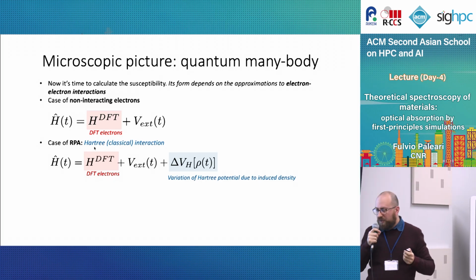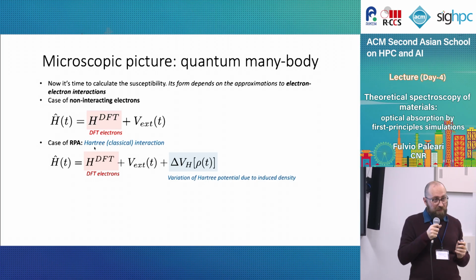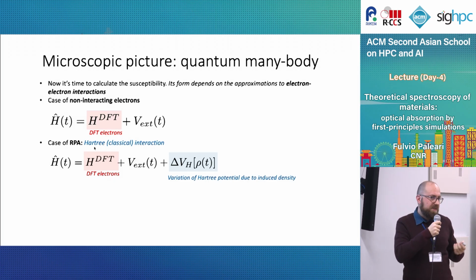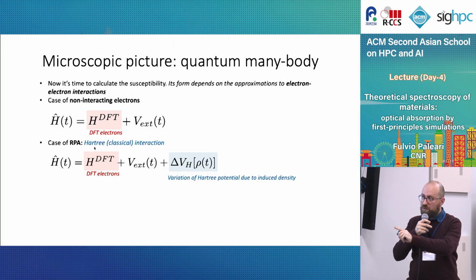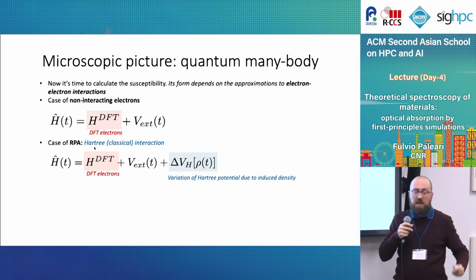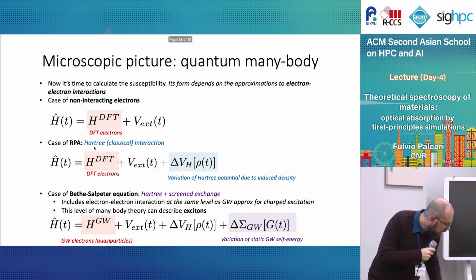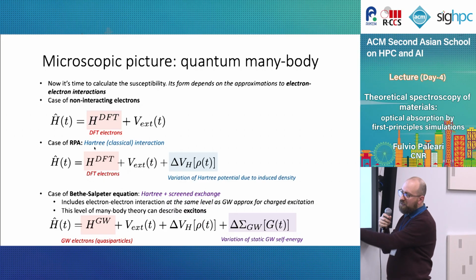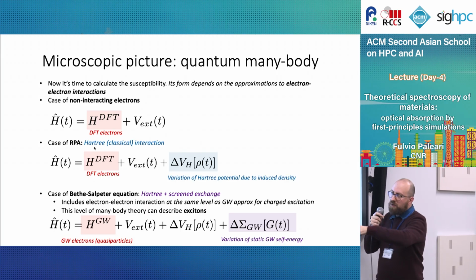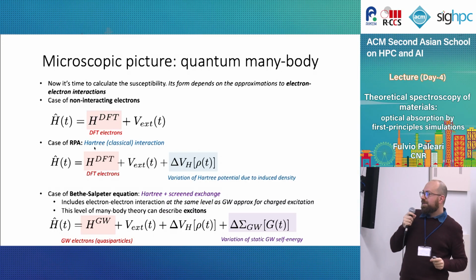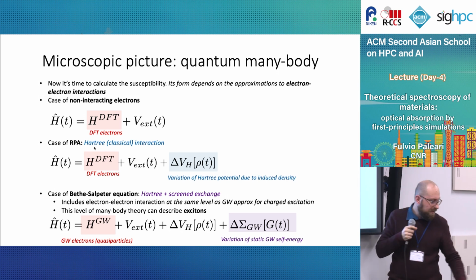Or we can do even more, and go to the same level of approximation that Daniele explained before regarding the GW quasi-particle corrections. If we want to go to a consistent level of approximation as GW for absorption, it's not enough to use this. We also have to add the GW, the screened electron-electron interaction, which is this one. So you see there is another term that gives you how the screened electron-electron interaction varies because we have an external field.